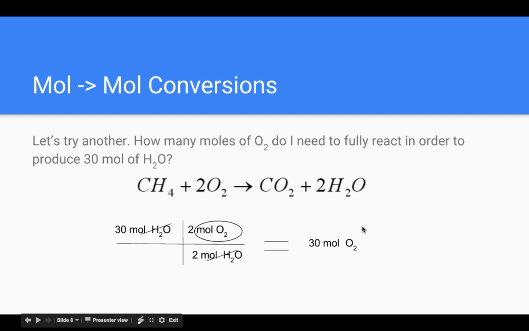Again, this is the very basic form of stoichiometry that we'll do. If you have questions about this, please ask them before we start moving on to the moles to grams ratios, because that stuff gets a little bit trickier and you need to get this first.